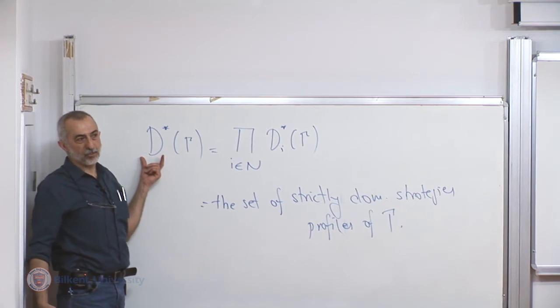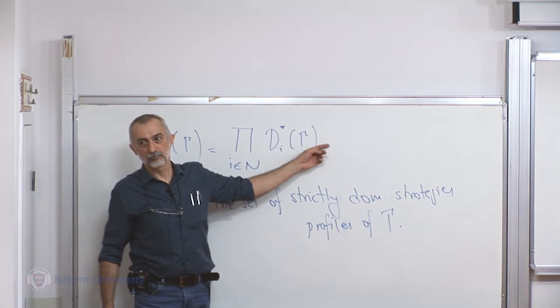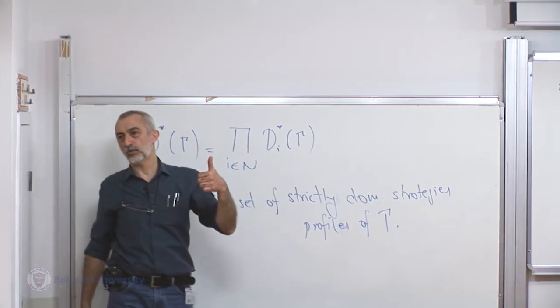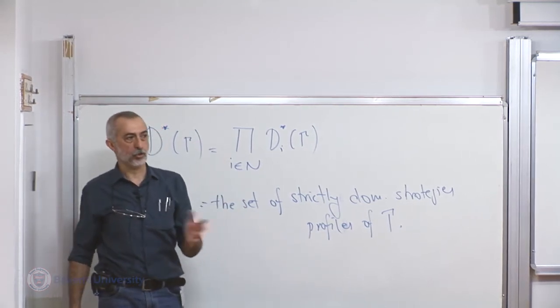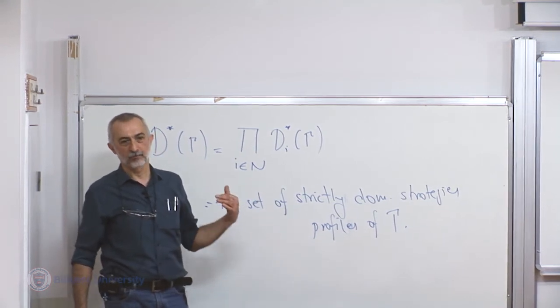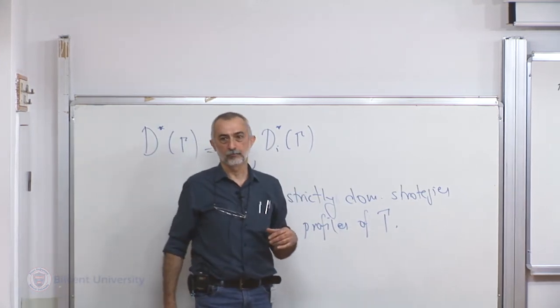The bad side is, most of the time, it's empty. The good thing is, when it's not empty, it contains only one element. So it exactly lets you pinpoint what they would or should do. But for most games, it says nothing. That's bad. And that's really, really bad because for a large class of games, that's the case.